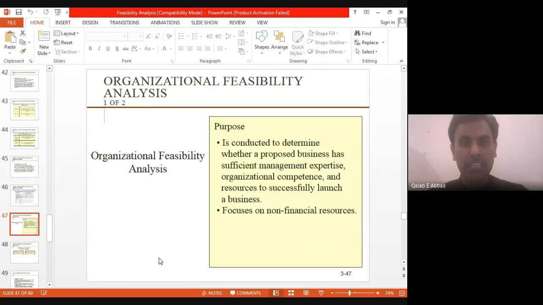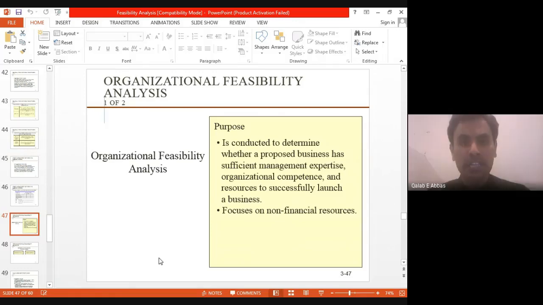So what are the managerial skills required? How to assess whether an entrepreneur has the managerial skills or not, and what are some of the important non-financial resources would be the main focus of this particular lecture. So I hope you got the basic understanding of what organizational feasibility is and what it is going to test. Let me revise. Organizational feasibility is conducted to determine whether the entrepreneur or the team has the requisite managerial skills and non-financial resources for successfully launching and running the organization or not.